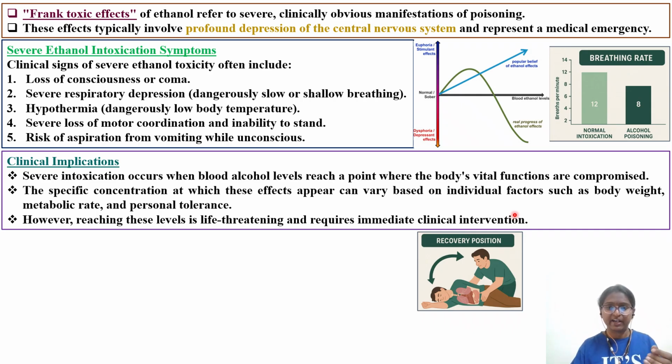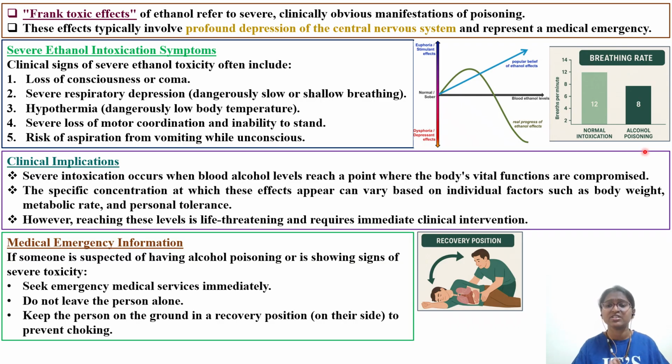Based on individual factors, what are those factors? It's body weight. Fat people will metabolize alcohol in a different way when compared to thin people. Metabolic rate and personal tolerance. Certain individuals might have more tolerance towards alcohol, and another individual might have less tolerance towards alcohol. However, reaching these levels is life threatening and requires immediate clinical intervention. As we know, these come under the category of toxic effects, irreversible, severe respiratory depression.